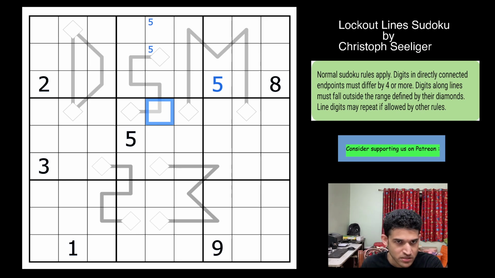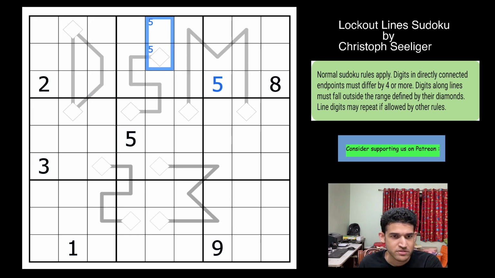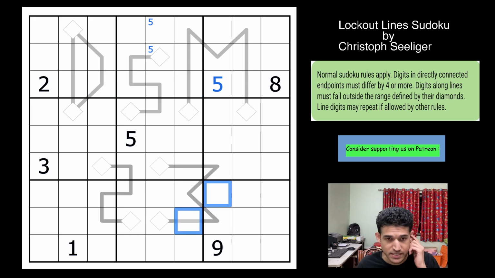Okay, now let's give a deeper thought about these cells. 4 and 6 must lie somewhere on them. Just we are not sure where. Okay, before that, let's see if there is something simpler. Okay, 5s. So that gives 5 in these 3 cells, and 5 cannot be here. So 5 goes here.